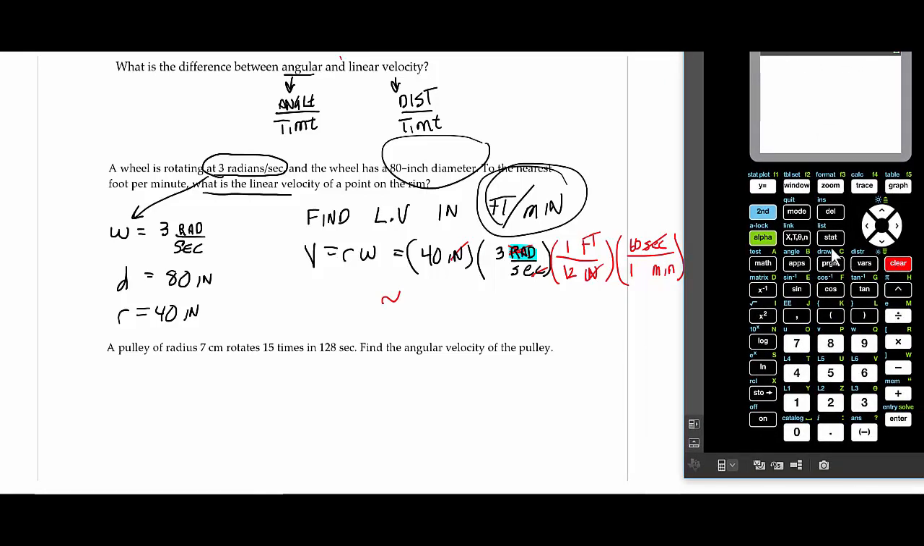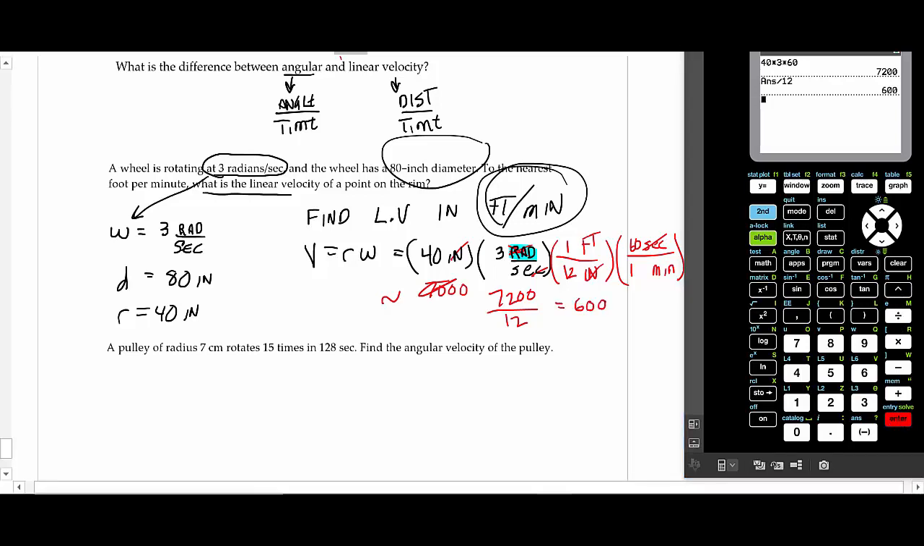So what I'd end up having from here is I'd just go straight across. I'm going to go 40 times 3 times 60, and I'm going to record that. That's going to give 7,200. Then the bottom you have 12. So if I take that divided by 12, what we get is 600. And now we are in feet per minute. So most of that problem was a unit conversion problem. So you would get feet per minute like that.